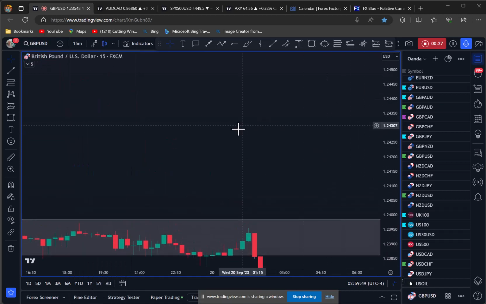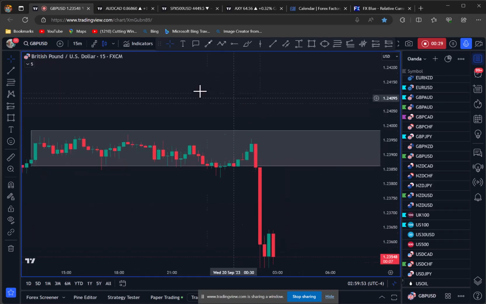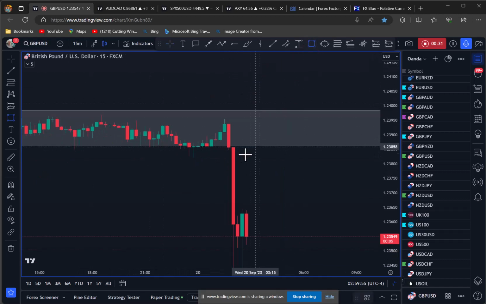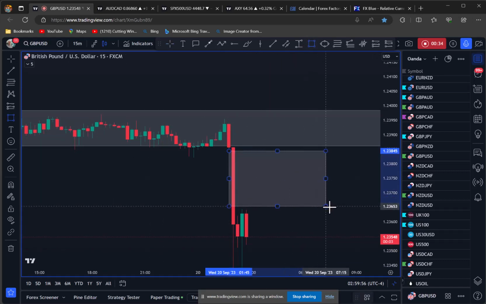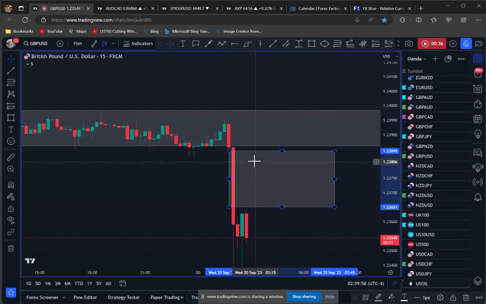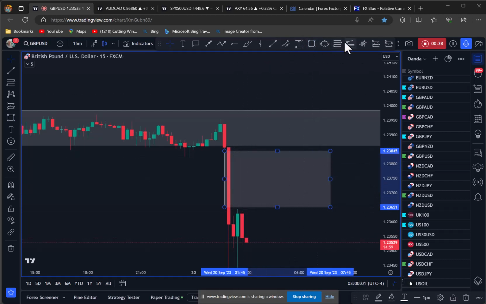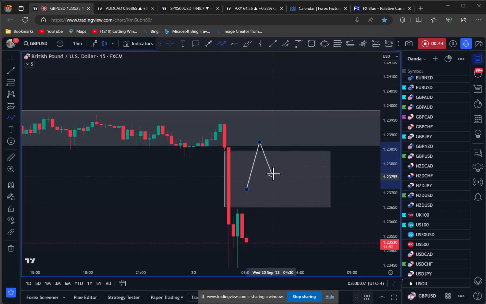See this through here, this range? And we've got this thin candle here. I'll be looking for a move back up to rebalance through this gap, and then I'll be looking to short it, something like that. All right, so that's that.